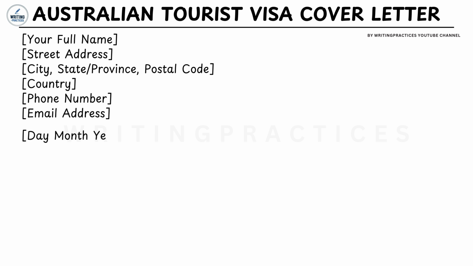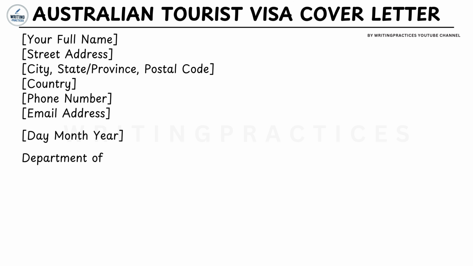Date. Write the date using the Australian format, which is day, month, year. Example, 6th of May 2026. The date confirms when the application letter was officially prepared and shows that the information is current. Immigration officers may compare this with your intended travel dates and supporting documents. Use the same date format consistently across all submitted documents.